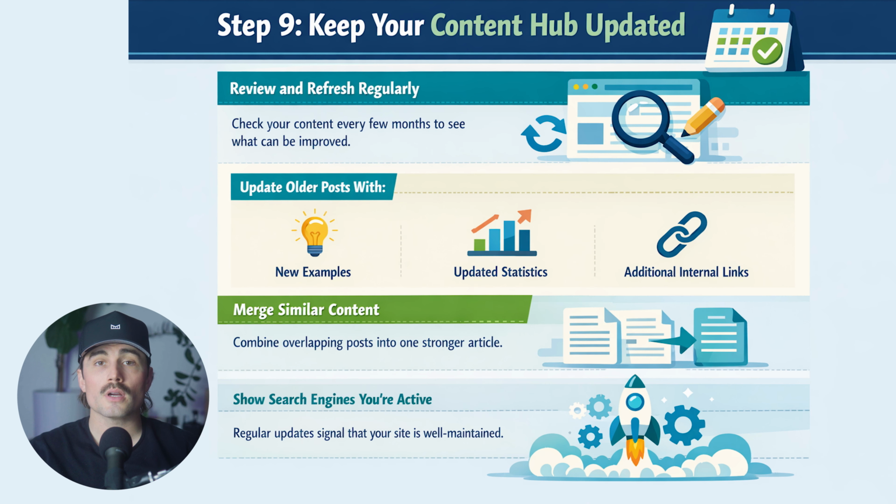Step 9, keep your content hub updated. A successful content hub grows over time. Every few months, review your content to see what can be improved. Update older posts with new examples, updated statistics, additional internal links. If you find two posts covering nearly the same topic, consider combining them into one stronger article. Keeping your content updated shows search engines that your site is actively maintained. It also ensures readers always get the most helpful information.